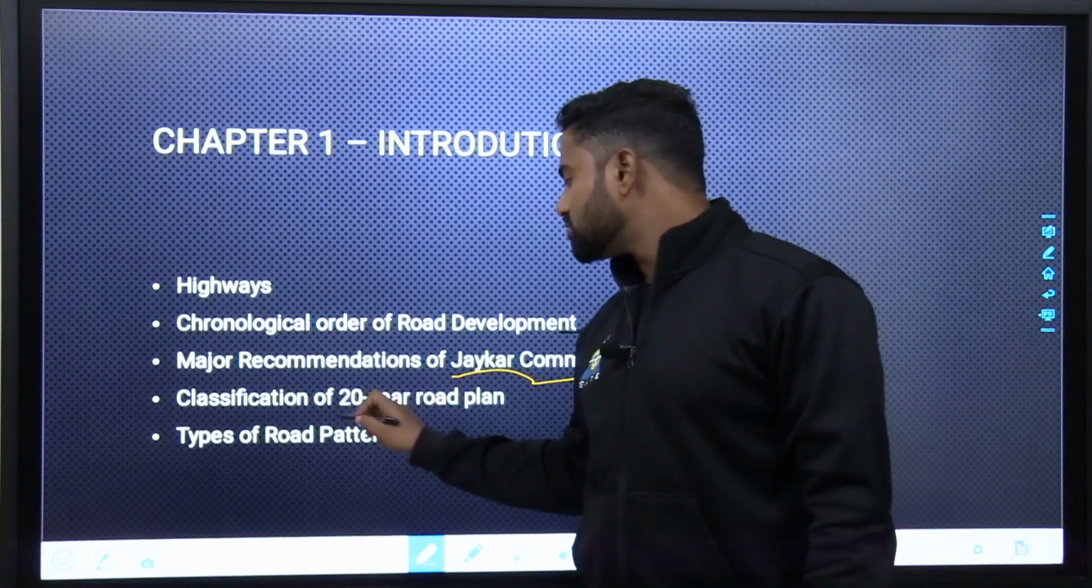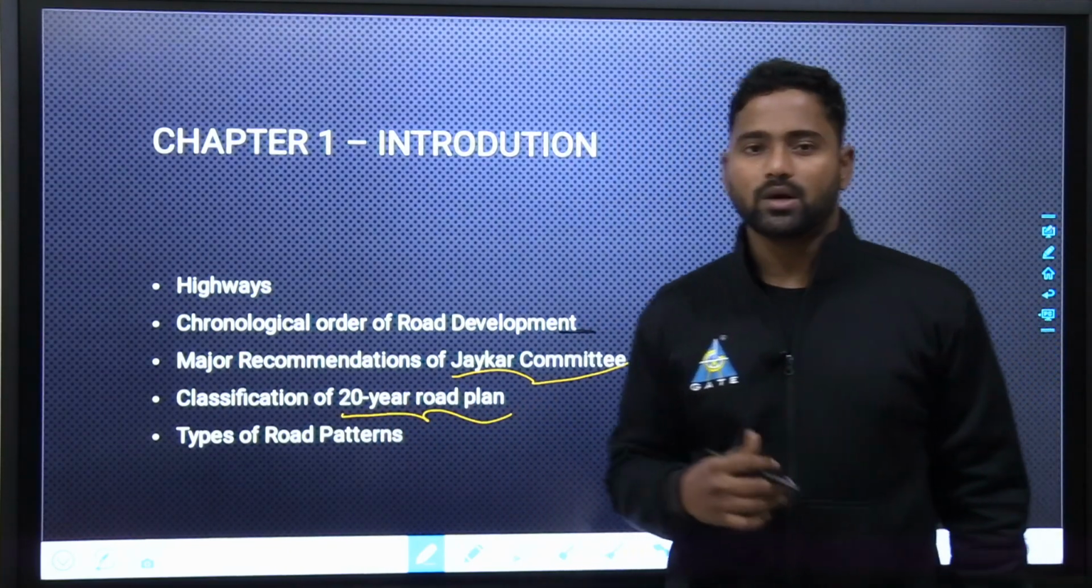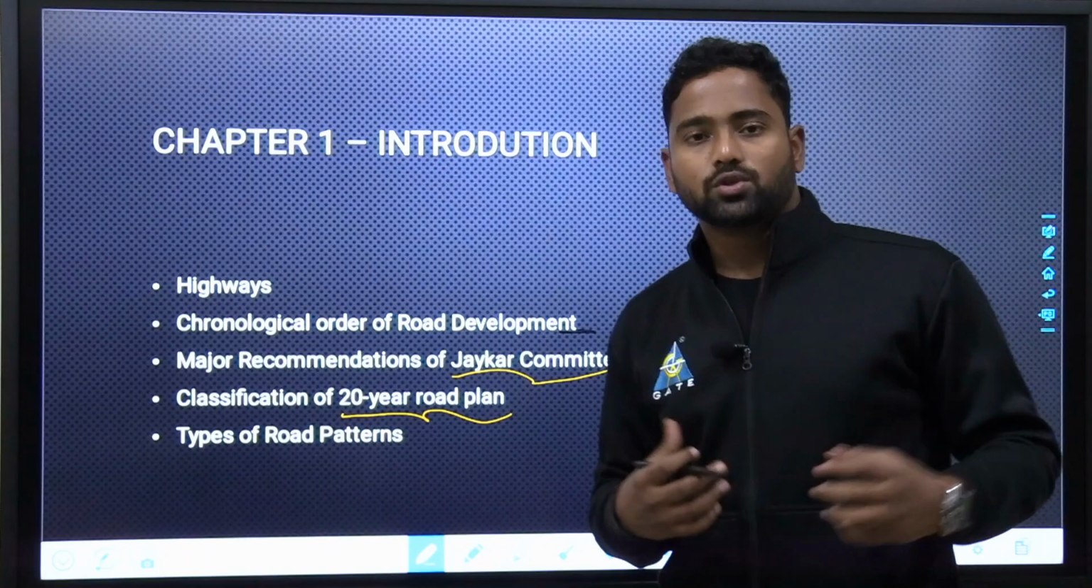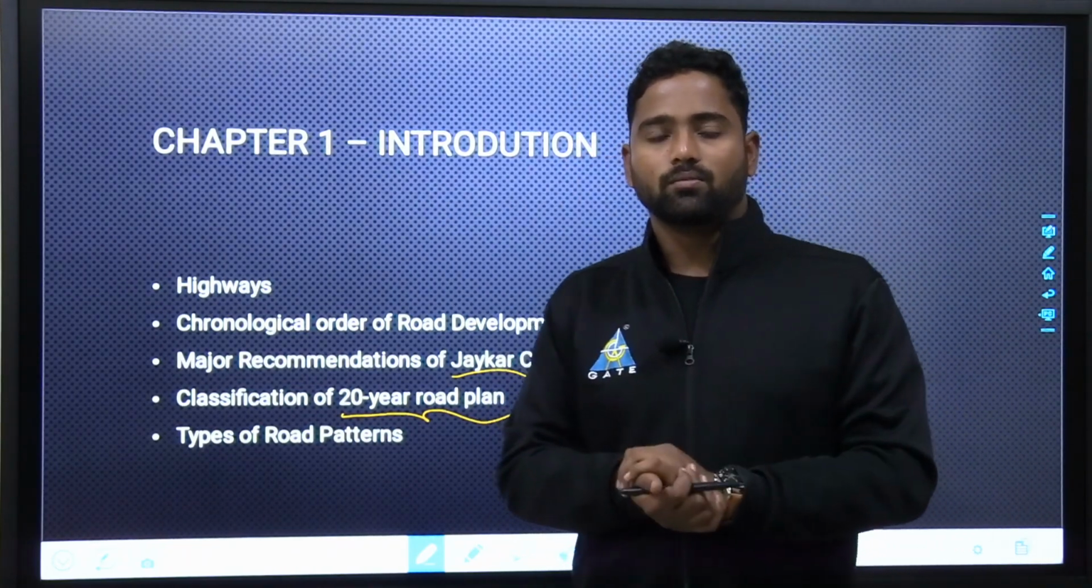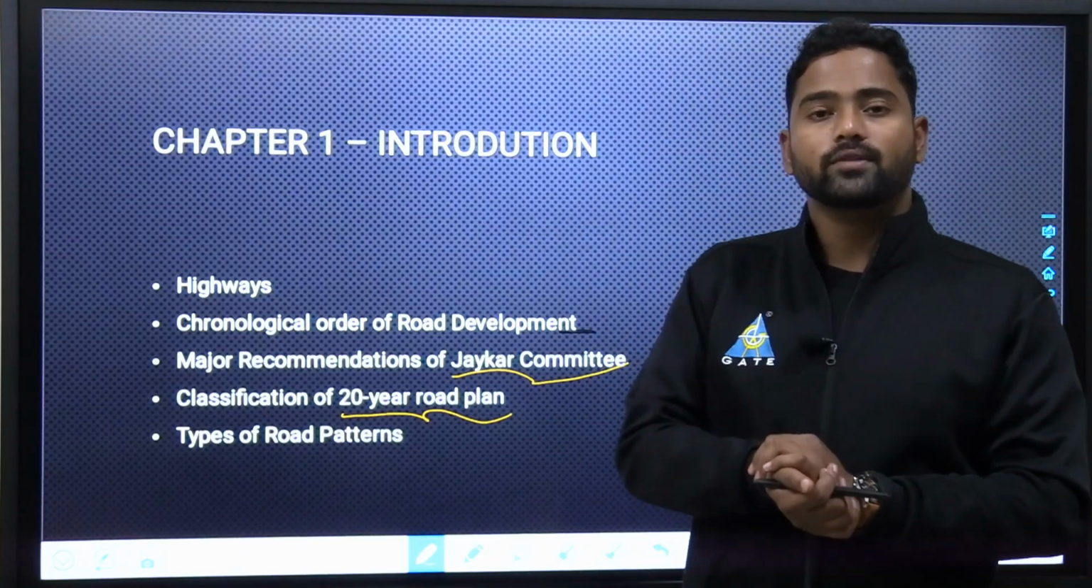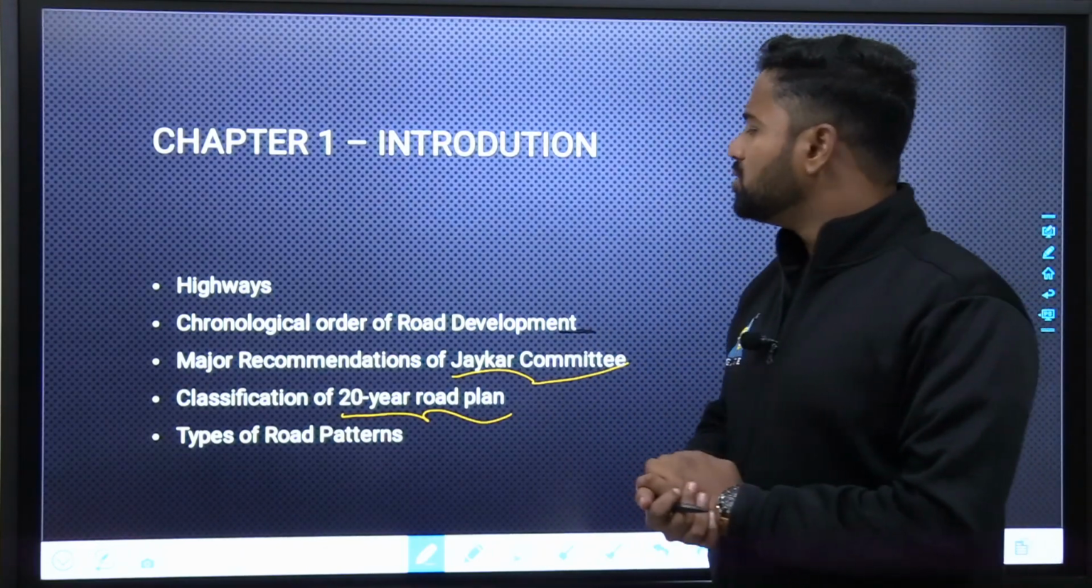And then the classification of 20-year road plans. There are 3 20-year road plans. So what are those 20-year road plans? What are the highlights of those 20-year road plans, and how is the density of the road network generated? All those things we'll be seeing here.